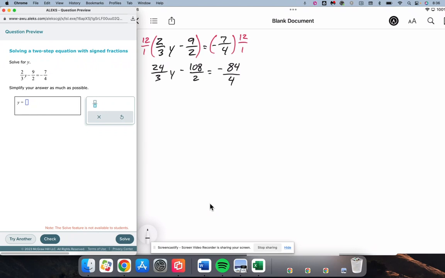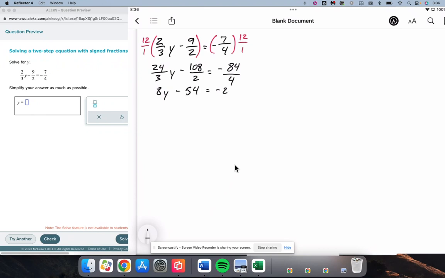And so this may look like, oh my gosh, what did you do, Josh? This just looks way worse than it was before. Well, let's watch what's going to happen. 24 divided by 3 is 8. 108 divided by 2 is 54. And 84 divided by 4 is 21. So the fractions have disappeared.